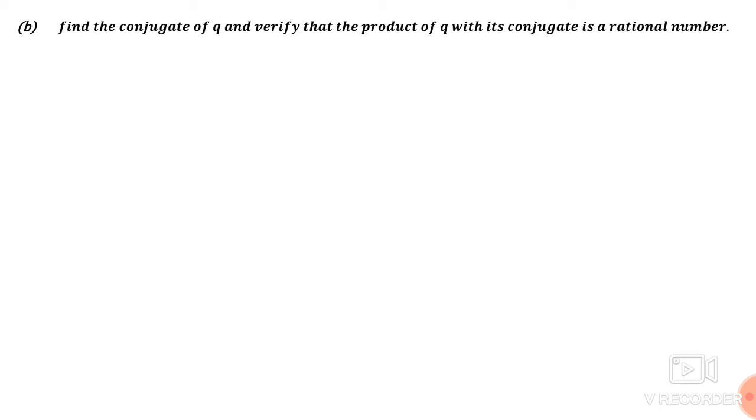Now part B. Part B is to find the conjugate of Q and verify that the product of Q with its conjugate is a rational number. Part 1 was done. Here Q is given to us: square root 2 plus square root 3. We have to find the conjugate of Q. The conjugate of Q will be square root 2 minus square root 3. Okay, this is Q and this is its conjugate.